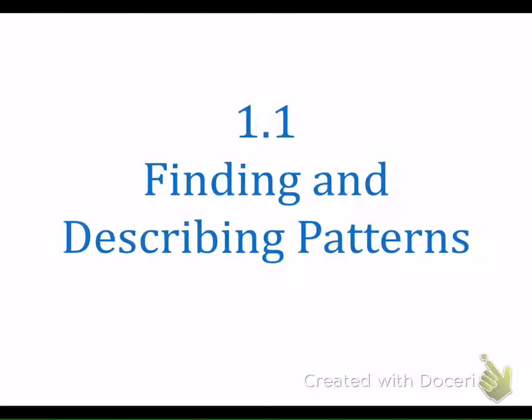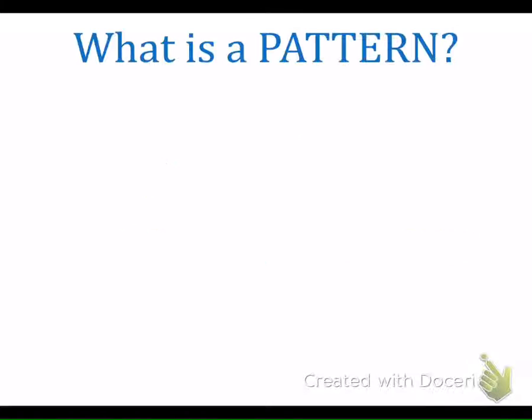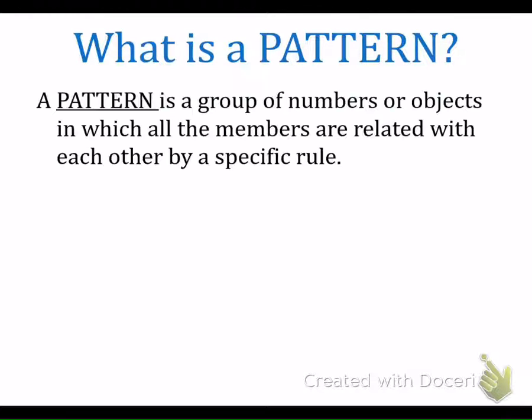On the back, does that look right? Okay, sounds good. When you hear pattern, what do you think? So you can go ahead and write this down. A pattern is a group of numbers or objects in which all the members are related with each other by a specific rule. So you guys were saying it's something that happens repeatedly. There's repetition in a pattern. So once you establish the rule, that rule affects how each of the objects change in relation to the other.